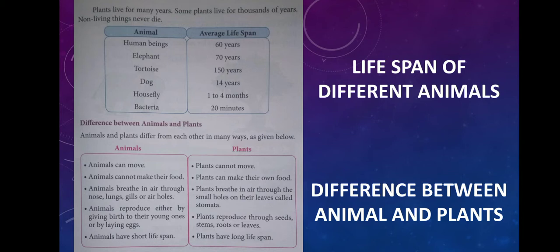Animals have a short lifespan. Animals do not live for a very long time, as we can see: elephant 70 years, tortoise 150 years, dog 14 years. But trees live for a long time, 150 years, 200 years, even 700 years. All right, let's see what comes next.